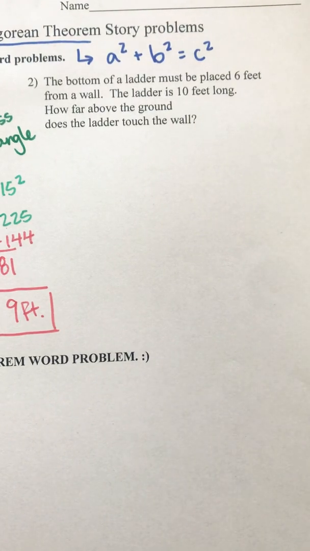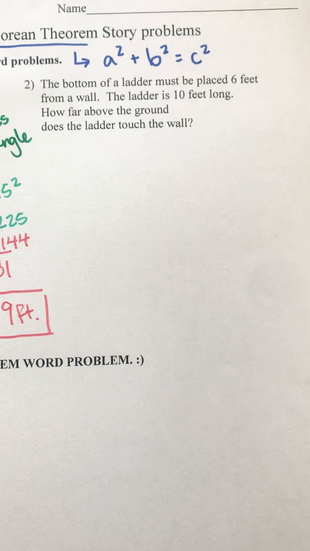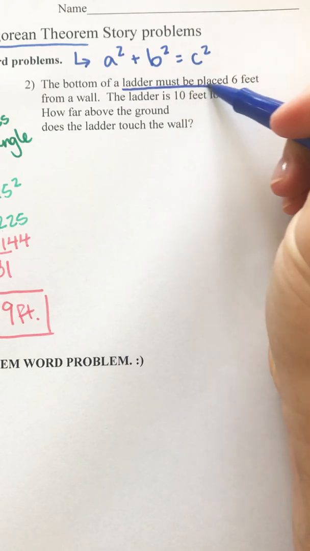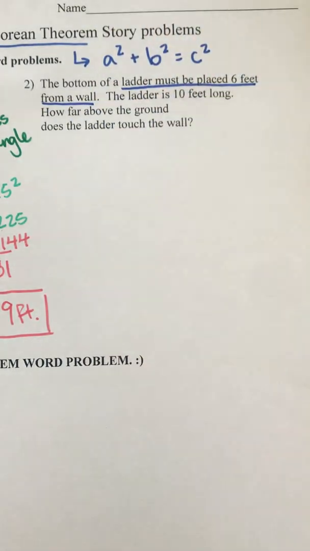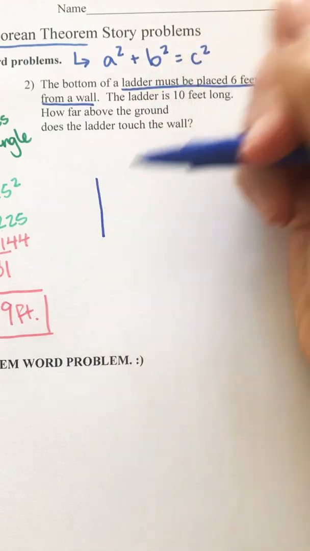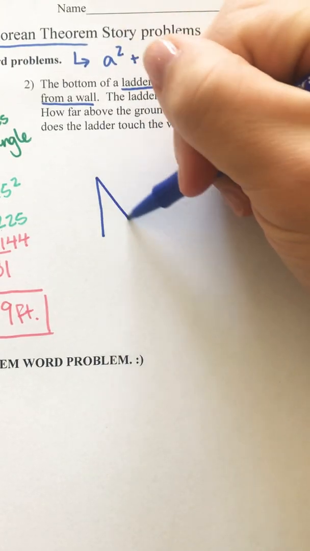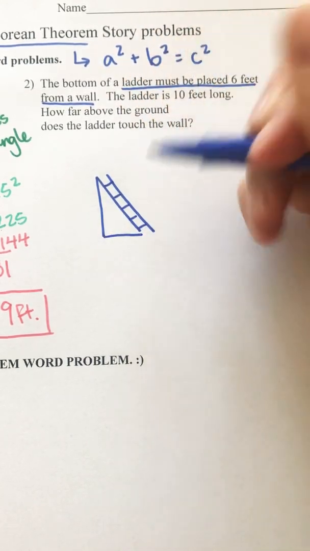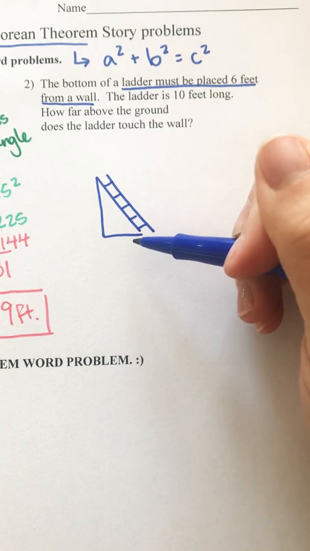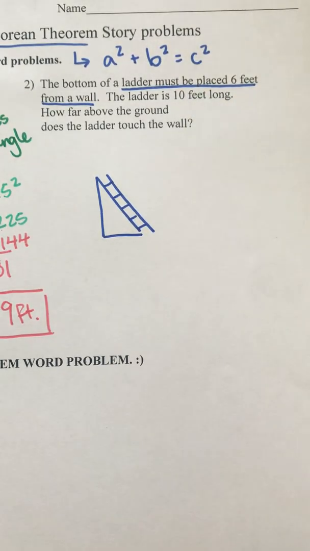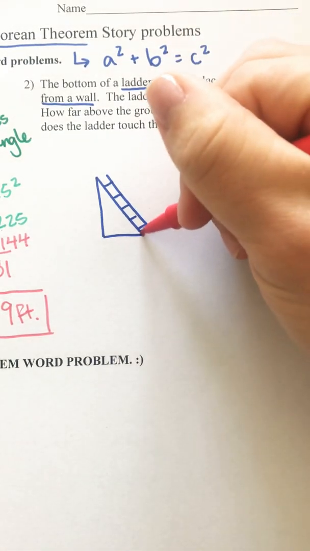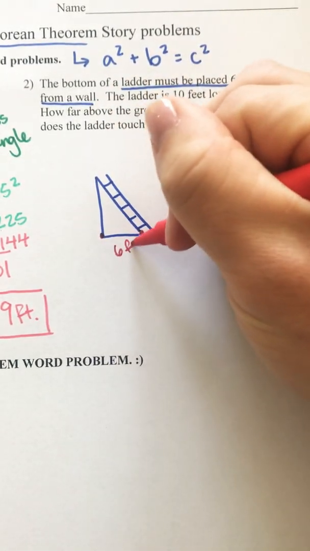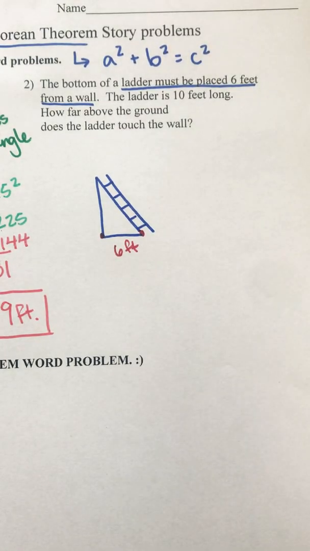Okay, so the bottom, oh, we're talking about a wall and a ladder again. Okay, that's all right. We can draw. So the bottom of a ladder must be placed 6 feet from a wall. Okay, so let's just draw our wall. Here's our wall. And then the bottom of the ladder, so I'm going to go ahead and draw the ladder. It must be placed 6 feet from this wall. So that means that this guy right here, on the bottom of my ladder to the bottom of the wall, is 6 feet.